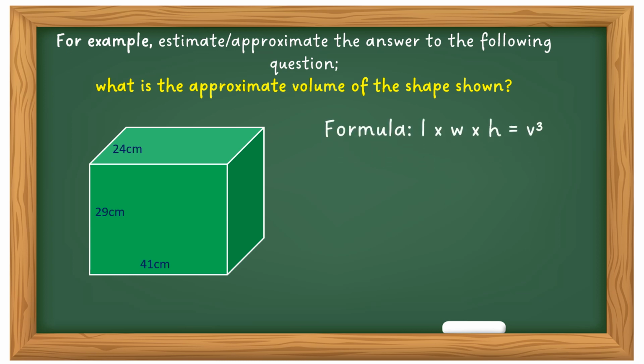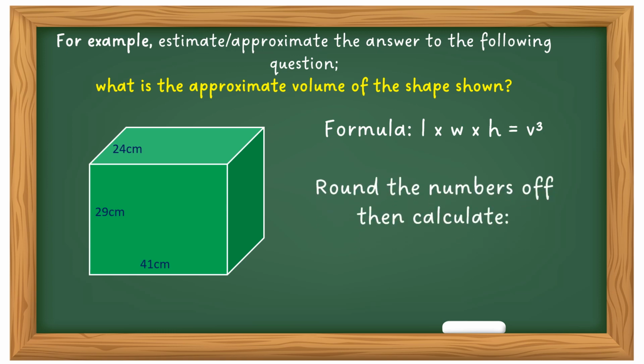Now we know the formula for the volume of a cube is length times width times height equals volume cubed. All right. So this is a non-calculator paper, so it will be quite difficult to do it without a calculator. All right. So what you do is you round off the numbers, then calculate. So you can see there 24 changes to 25, 29 changes to 30, and then 41 you can round down to 40. And now that makes it easier to start calculating, and you can use your non-calculator skills, multiplying, okay? So you would eventually work out that 25 times 30 times 40 is 30,000 centimeters cubed, all right?